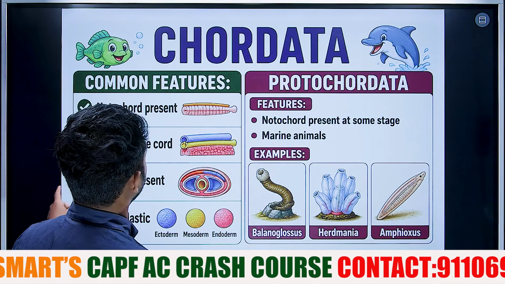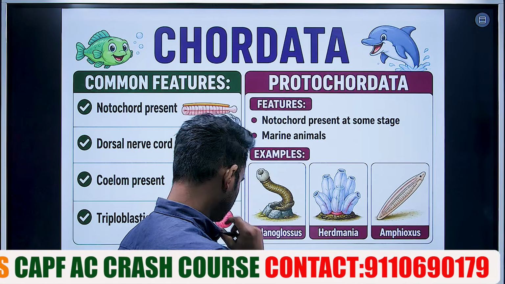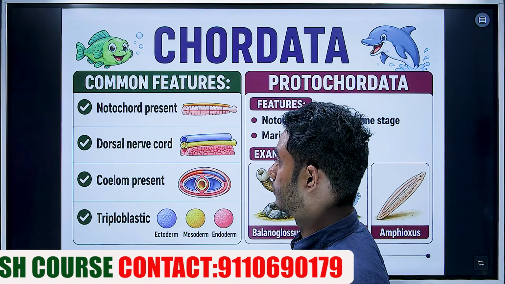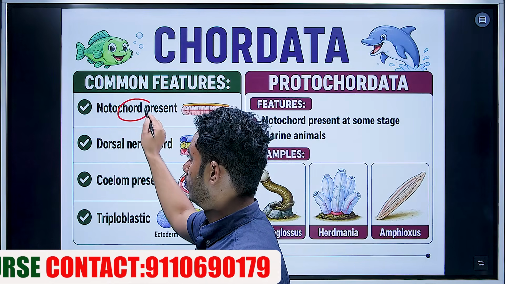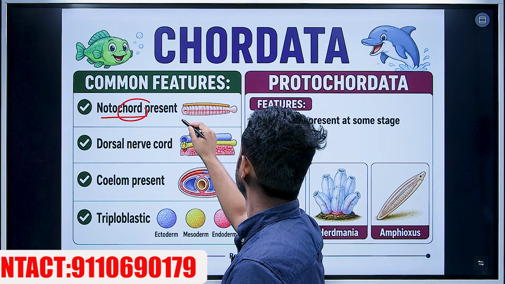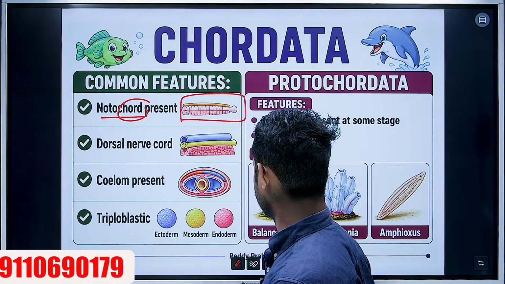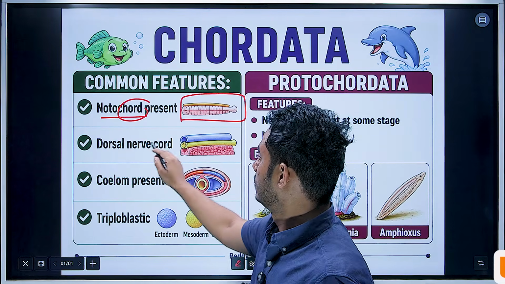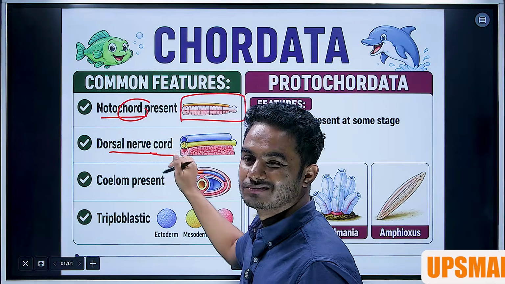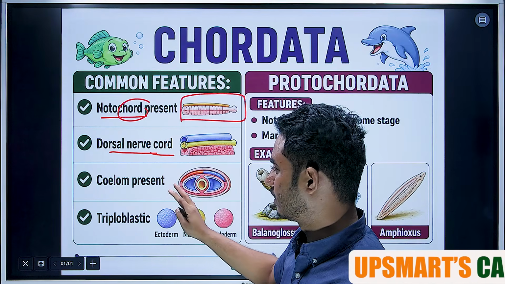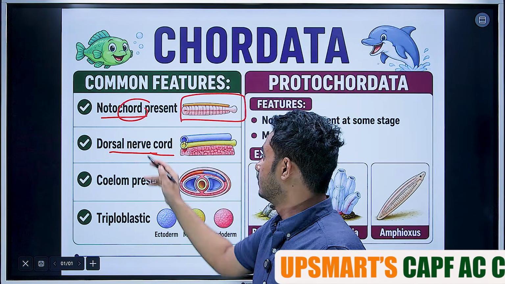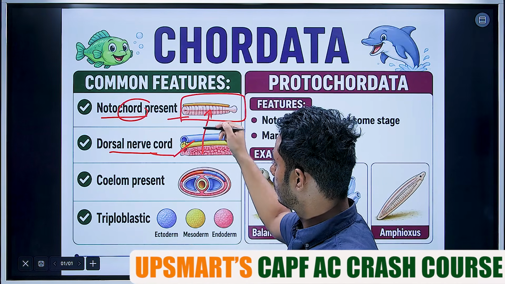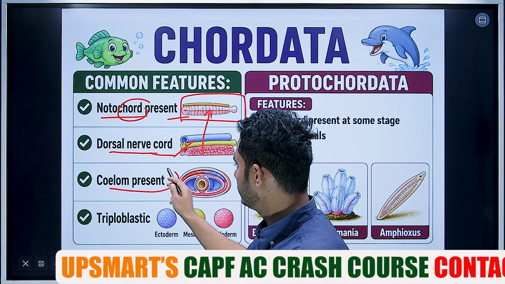Now, chordata. Why chordata, sir? Why the name chordata, sir? Because it will have the chord. What chord? Notochord for the support. If they have it, then it is a chordata. Dorsal nerve will be present. Just remember the name. Details are not required. We are not doing MBBS here. Okay. Notochord is present. A nerve will be present to connect the notochord and coelom will be present.